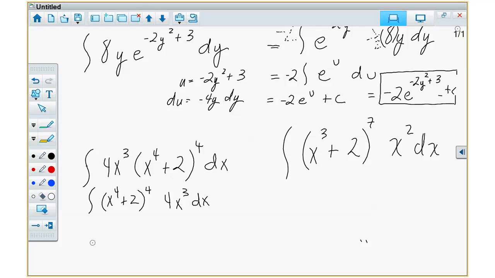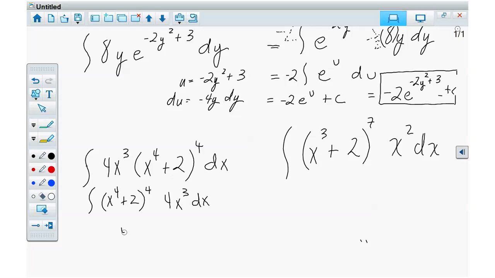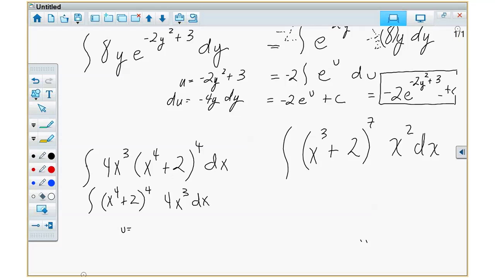All right, so u is equal to what? x to the 4th plus 2. Now, what is du? I heard 4x cubed dx. Wow, we don't have to change anything, do we?